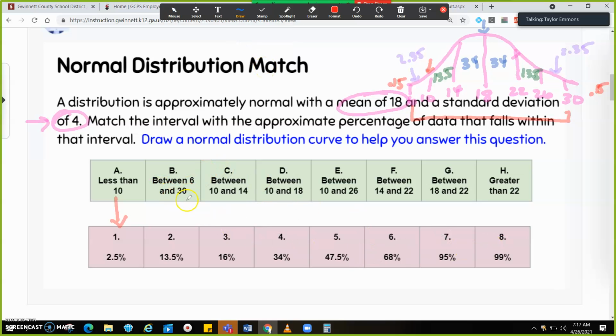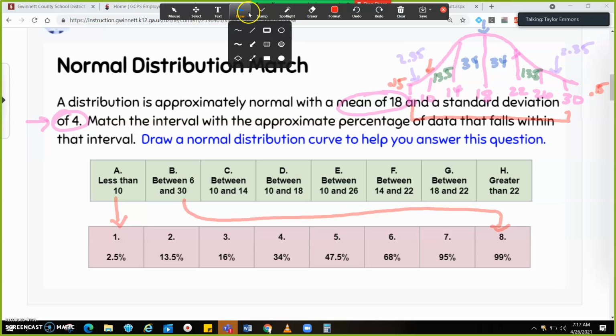Between 10 and 14, that's 13.5%. Between 10 and 18, that's going to be 34 plus 13.5, which is going to be 47.5%. Between 10 and 26, we're going to add up 34 plus 34 plus 13.5 plus 13.5, which is going to give us 95%.